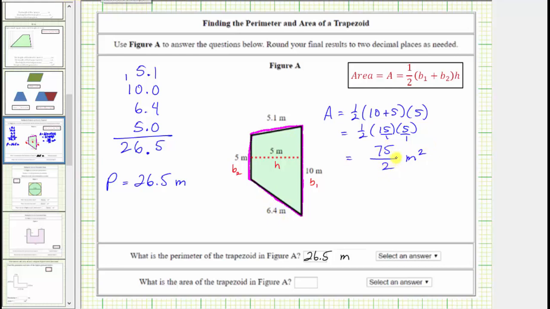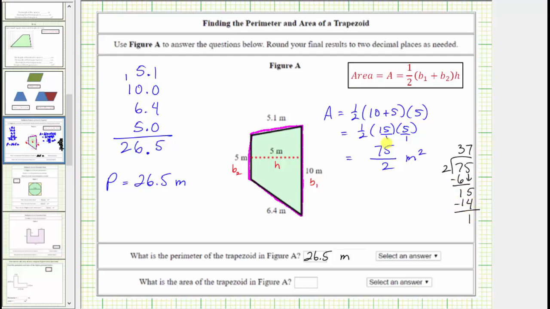To do this, we divide 75 by 2. There are 3 2's in 7. 3 times 2 is 6. We subtract. The difference is 1. Bring down the 5. There are 7 2's in 15. 7 times 2 is 14. We subtract. We have a remainder of 1.